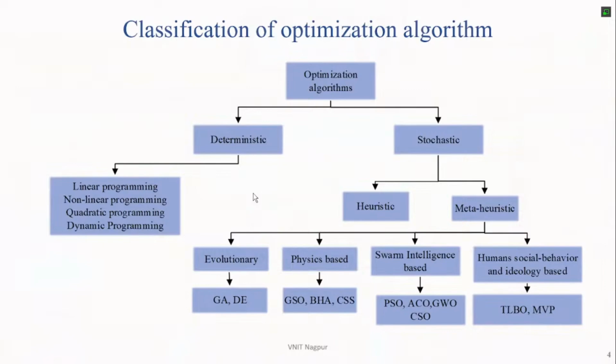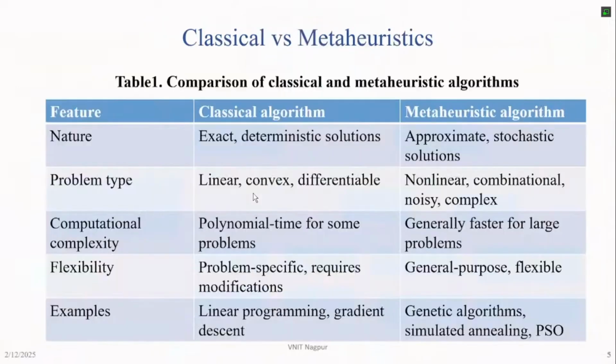Okay, and I move to next. A comparison of classical and metaheuristic algorithms. Actually it is not visible. It is features. Based on features we segregate classical and metaheuristic algorithms.